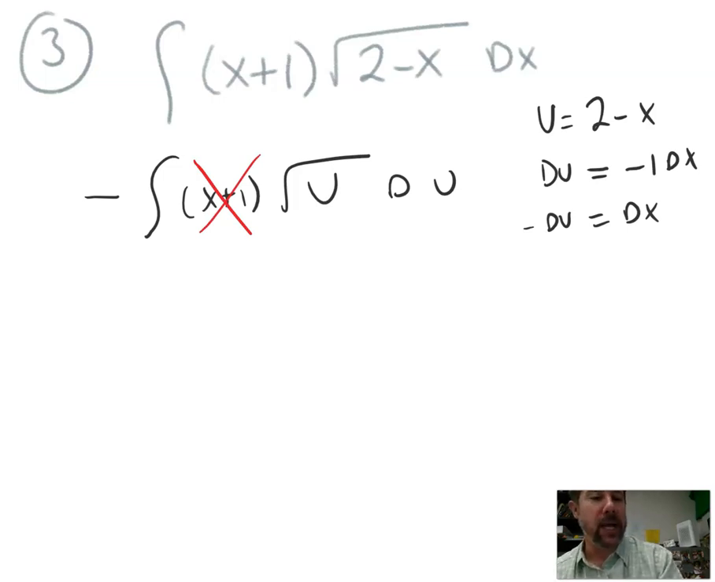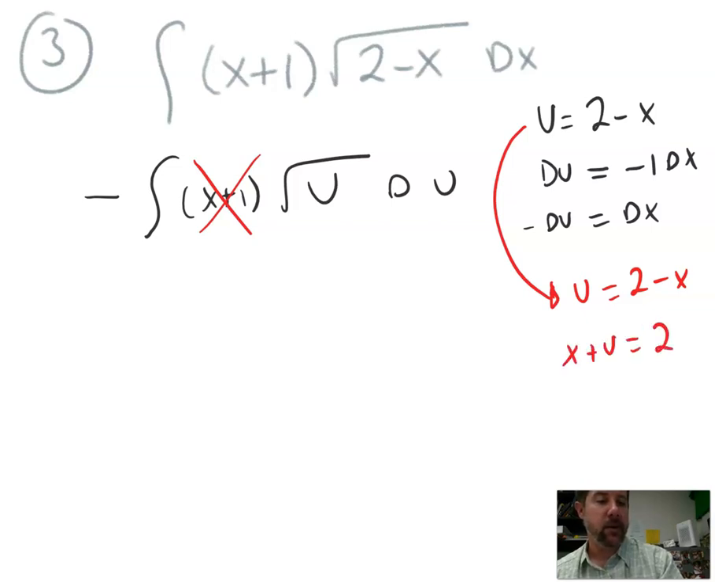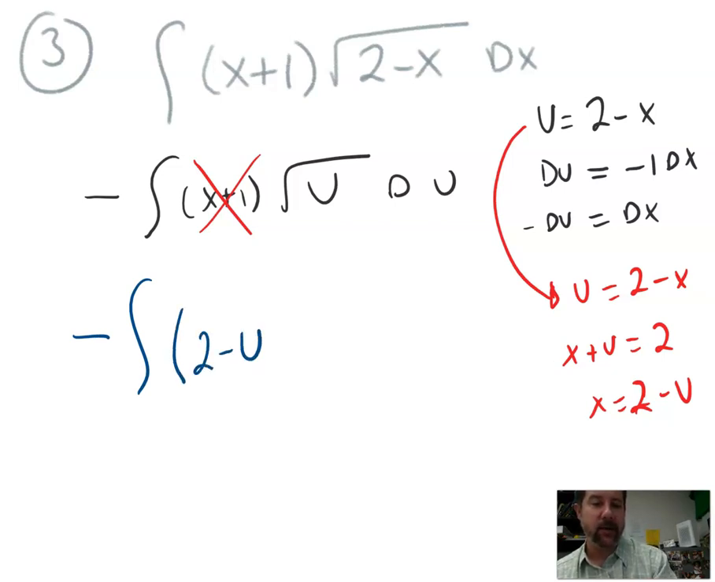So the way we're going to do that in terms of u is we're going to, again, grab our original u setup, and we're going to solve this for x. So u equals 2 minus x, or if I add x to both sides, x plus u equals 2, or x equals 2 minus u. Okay? So you're going to go and solve for x in your original setup. And so now that I know what that is, now we can come back in this setup and be like, okay, so, negative integral x is 2 minus u plus 1 times the square root of u du. And now we have everything in terms of u.